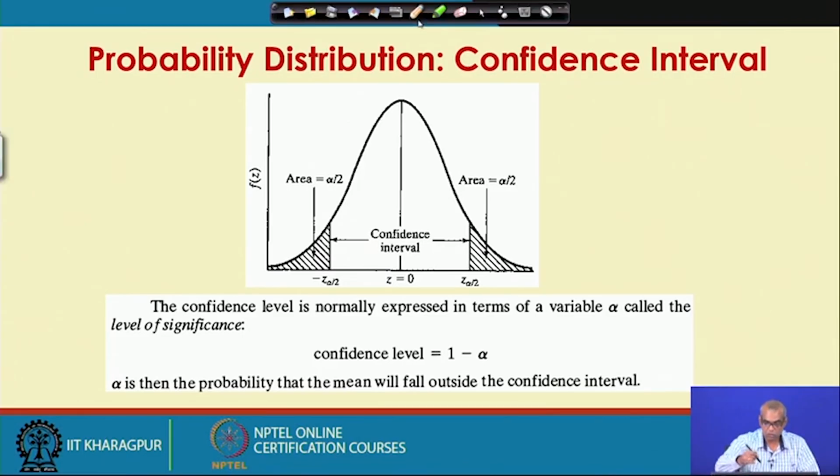So, if this area is alpha by 2 and this area is also alpha by 2, then alpha by 2 plus alpha by 2 is alpha. So, alpha is the probability that the mean will fall outside the confidence interval. So, the confidence level is 1 minus alpha.